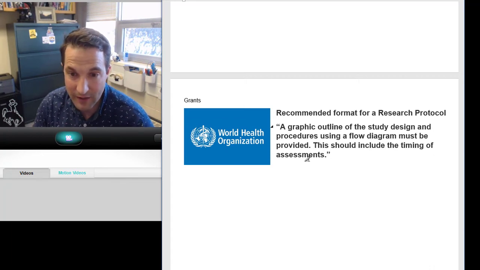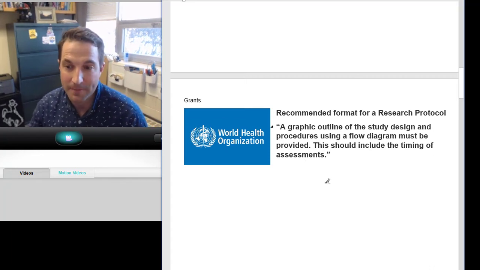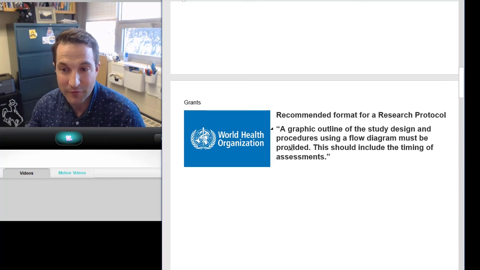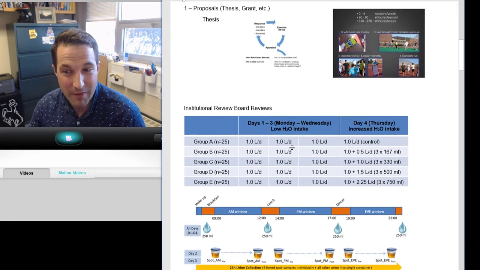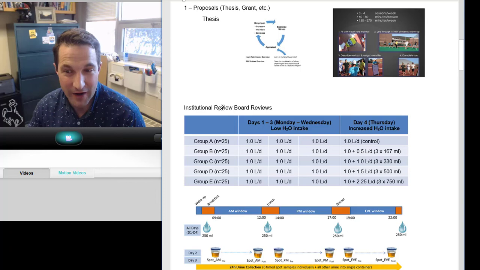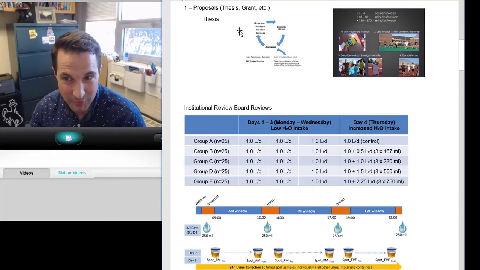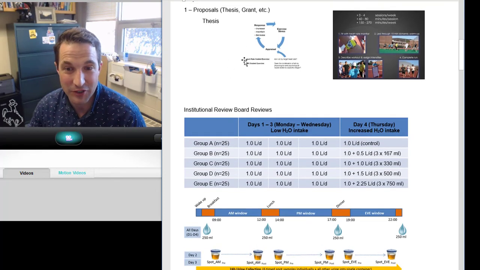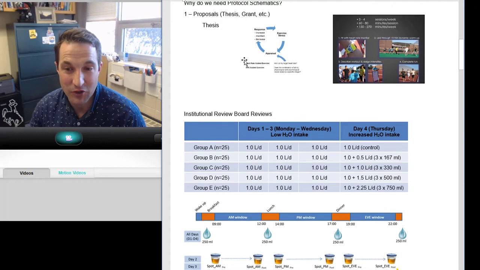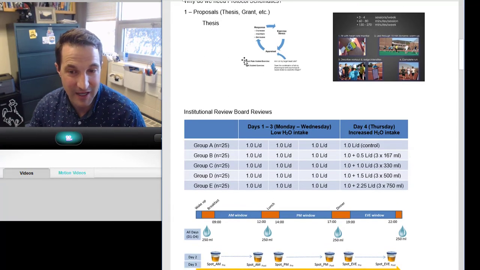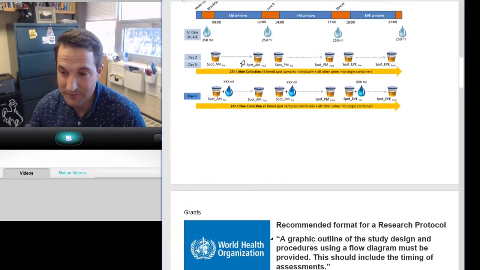So if you're going to do a grant, you're going to want to have one of these as well. And typically, if you do one for a grant, guess what? You can probably use that same figure for your IRB and in your thesis proposal, defense, what have you. You're going to use these figures a lot, so I will encourage you to take a good amount of time to make them as good as possible.